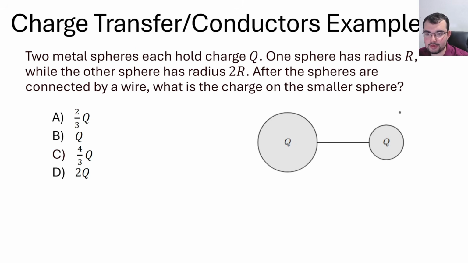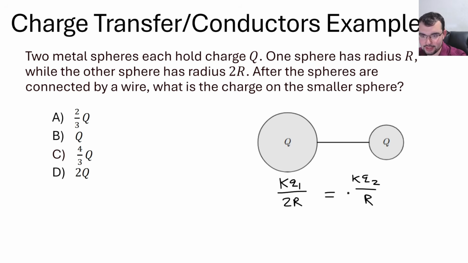All right, now we've got the two-sphere system. We have two spheres of charge Q. One of the spheres is bigger, with twice the radius. We connect them. What's the new charge setup? What we know is that the potentials must match, and potential is KQ over R. So KQ over R for the small sphere must equal KQ over R for the big sphere.